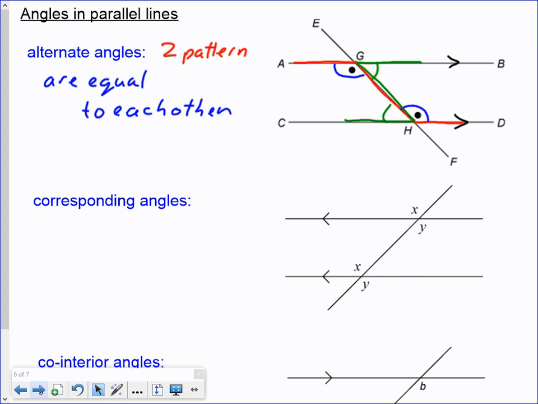Corresponding angles are sometimes referred to as the F pattern, because we can draw something that looks kind of like a capital F. And in this pattern, the two angles that are under the arms of our F are equal to each other. So those are the corresponding angles, and they are equal to each other.